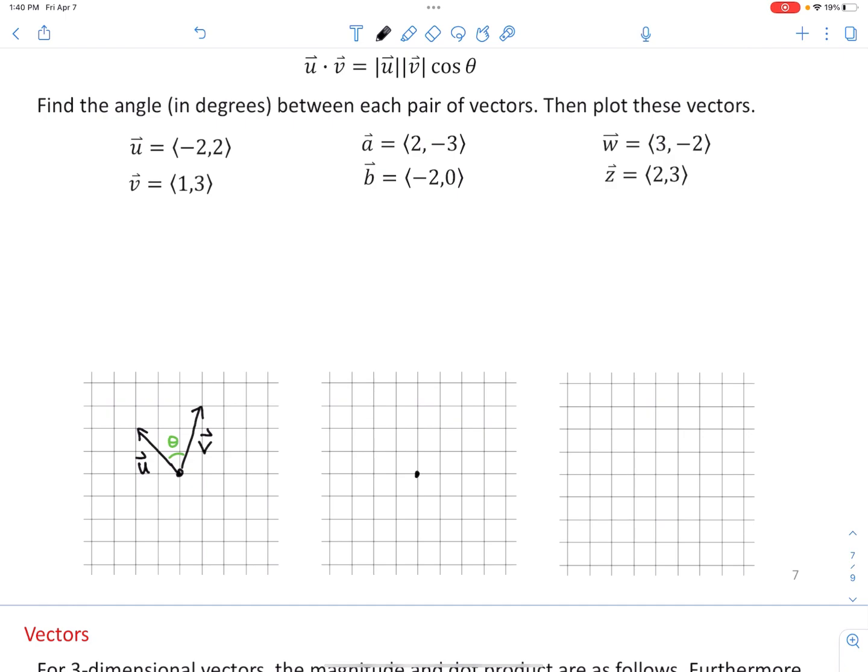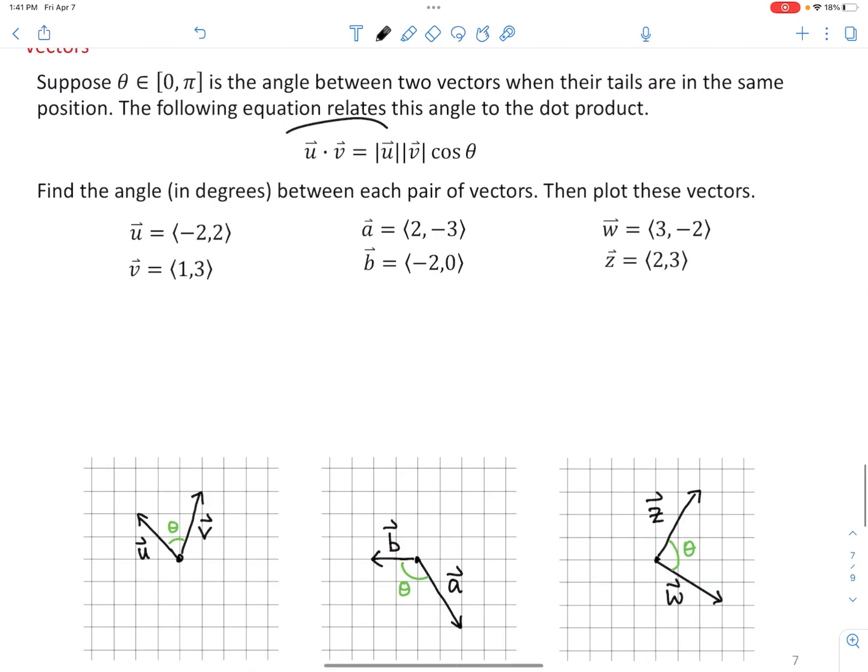So this next pairing, we have the vector 2, -3, so let's go right 2, down 3. And then vector b is left 2, and then up, down, nothing. Now the angle that we're interested in is a smaller angle right here, so this is the theta. And then our third pairing, we go right 3, down 2, and then for vector z, we go right 2, up 3. And again, we are after this angle right here, theta.